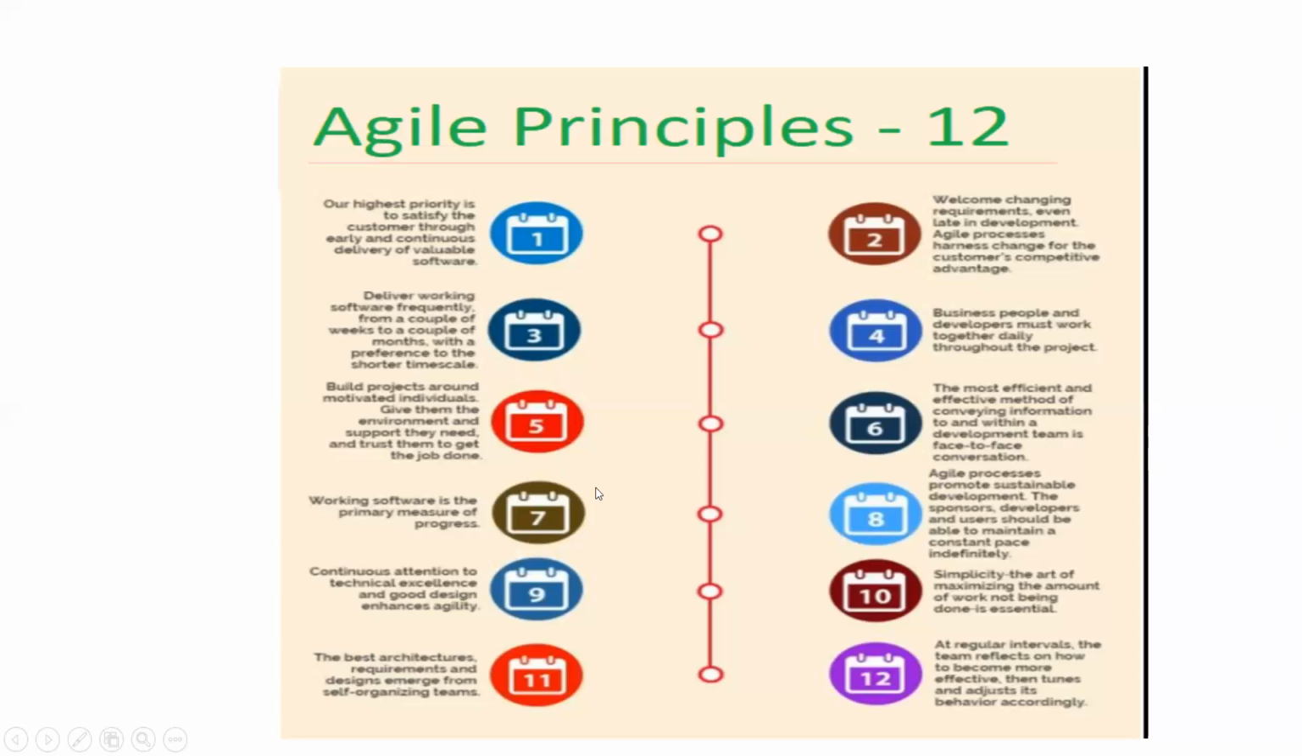And when it comes to the seventh principle, working software is the primary measure of progress. Definitely. This means, first of all, is the software working correctly or not. So apart from other things, in each and every sprint, everybody will be looking at whether the software or the developer task is working properly or not.